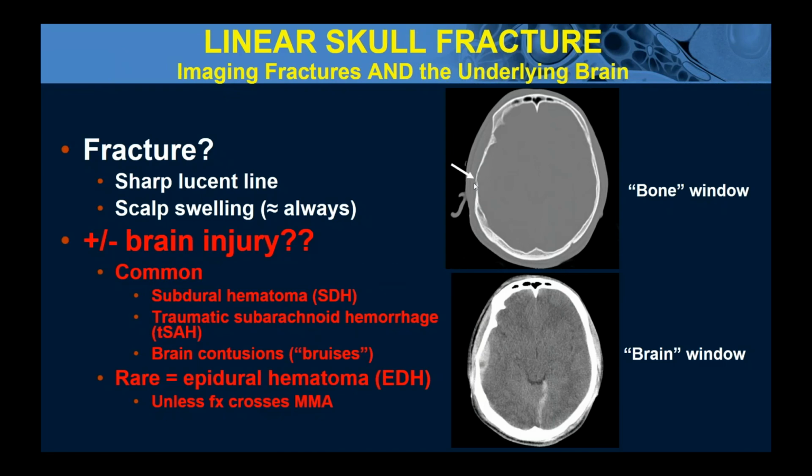But what we really want to do is to look at the brain under the fracture. And here we see this biconvex, lens-shaped or lentiform high density area right under the skull fracture, and that's an epidural hematoma. We're going to talk about that in a moment. There's another area of white lines right here around the tentorium and the falx cerebri, the dura, and that's a subdural hematoma.